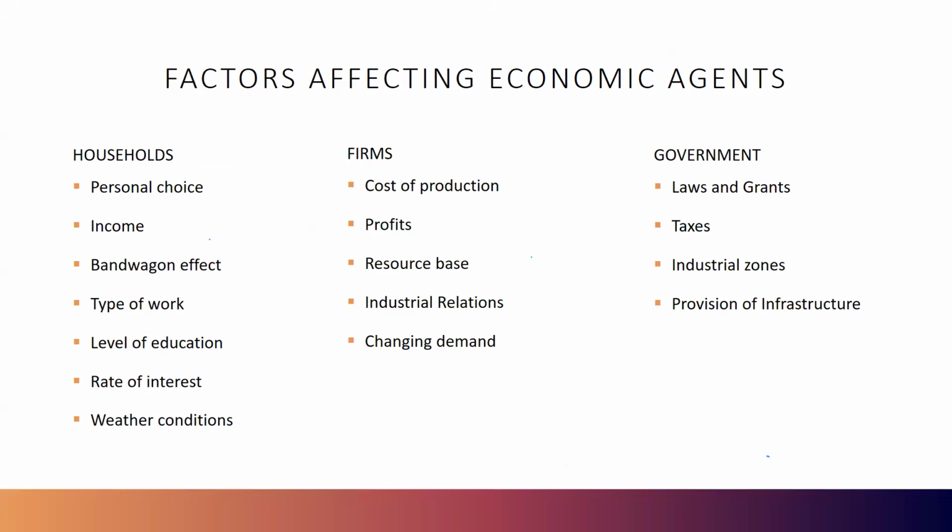Right. Now let's look at the factors that affect economic agents. So we know households buy goods and services. That's the main thing. Firms create goods and services, and then the government oversees those interactions, right? That's each of their main duties. What are factors that will affect their decisions when doing these things? So the household, that's us, this should be easy for us. What affects what we buy?